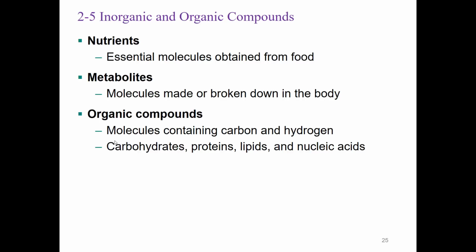Nutrients are essential molecules we get from our food, and metabolites are molecules that we either make or break down in our body. These are a byproduct of our metabolism, which, remember, is all the chemical reactions going on in the body. Organic compounds include molecules that contain carbon and hydrogen as their primary components. And there are 4 big organic compounds of life: carbohydrates, proteins, lipids, and nucleic acids. We're going to come back to those and go into them in a little bit more detail.